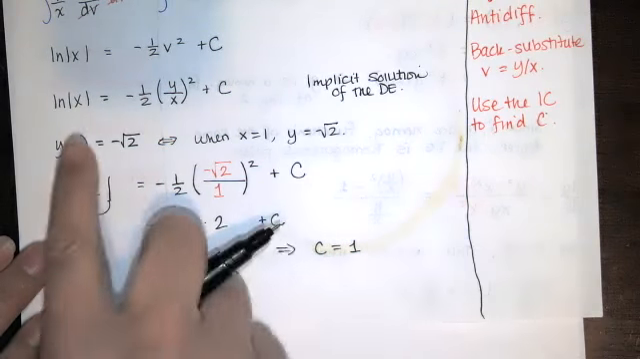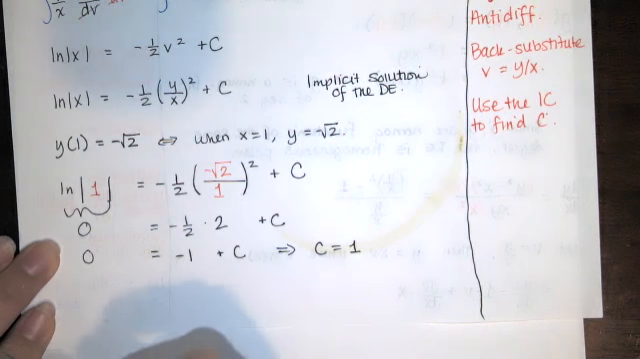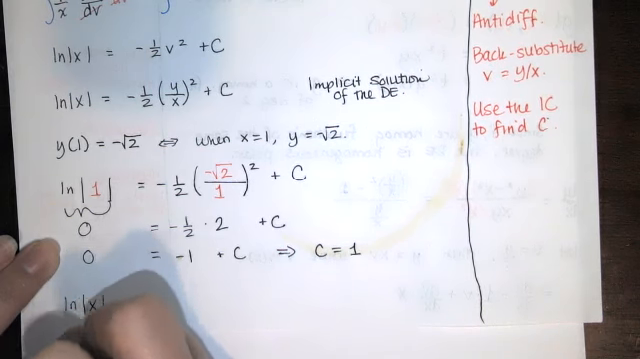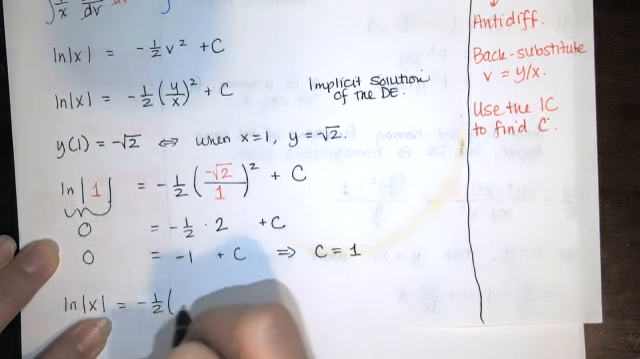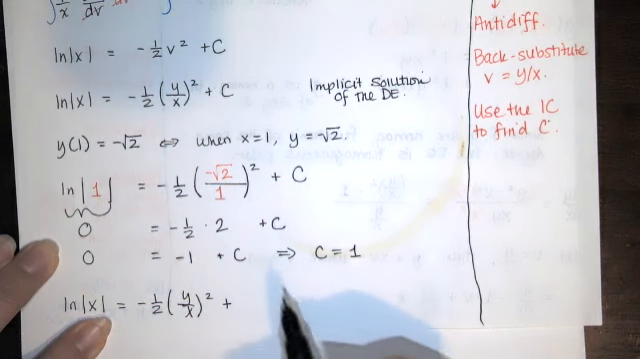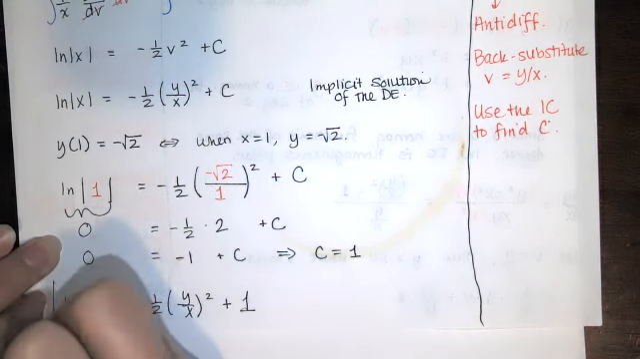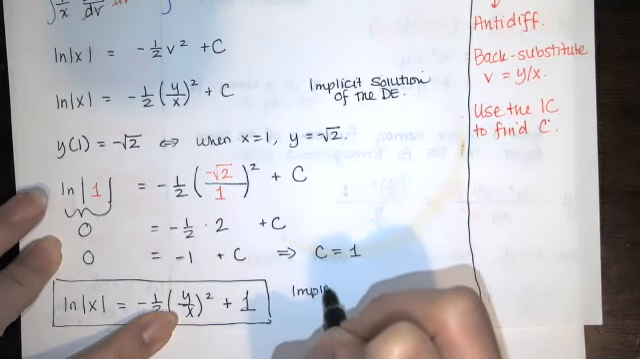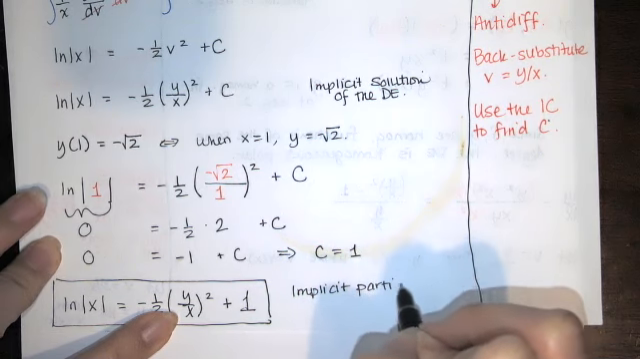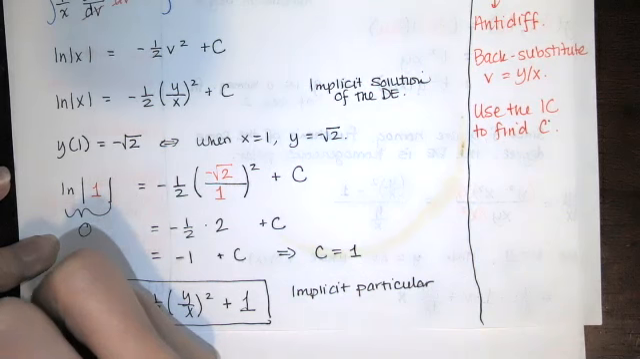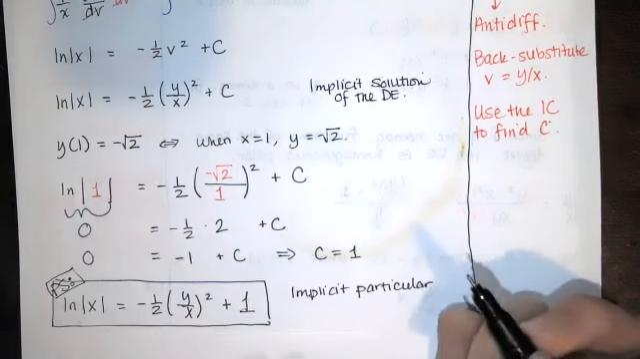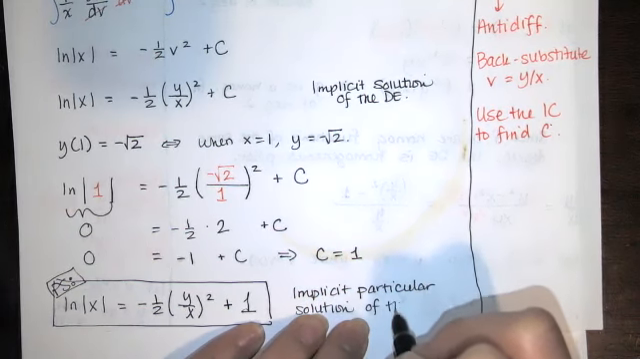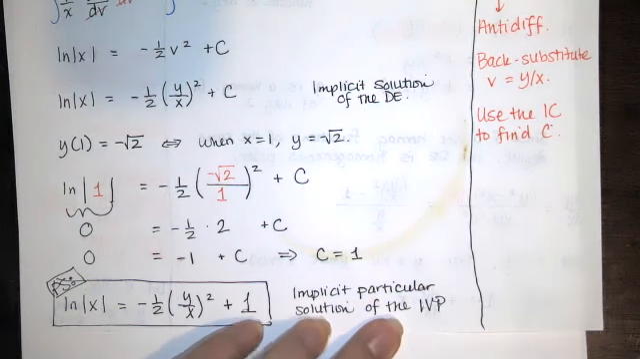So once you have c equals 1, you have to substitute that back up here, and that's going to give you your implicit particular solution of the initial value problem. So you have natural log of the absolute value of x equals negative 1/2 times (y over x) squared plus c, where c is 1, so you plug that in. And that is the implicit solution, or implicit particular solution. If you prefer, you can call it a PS to the IVP, or of the IVP, either way is fine.